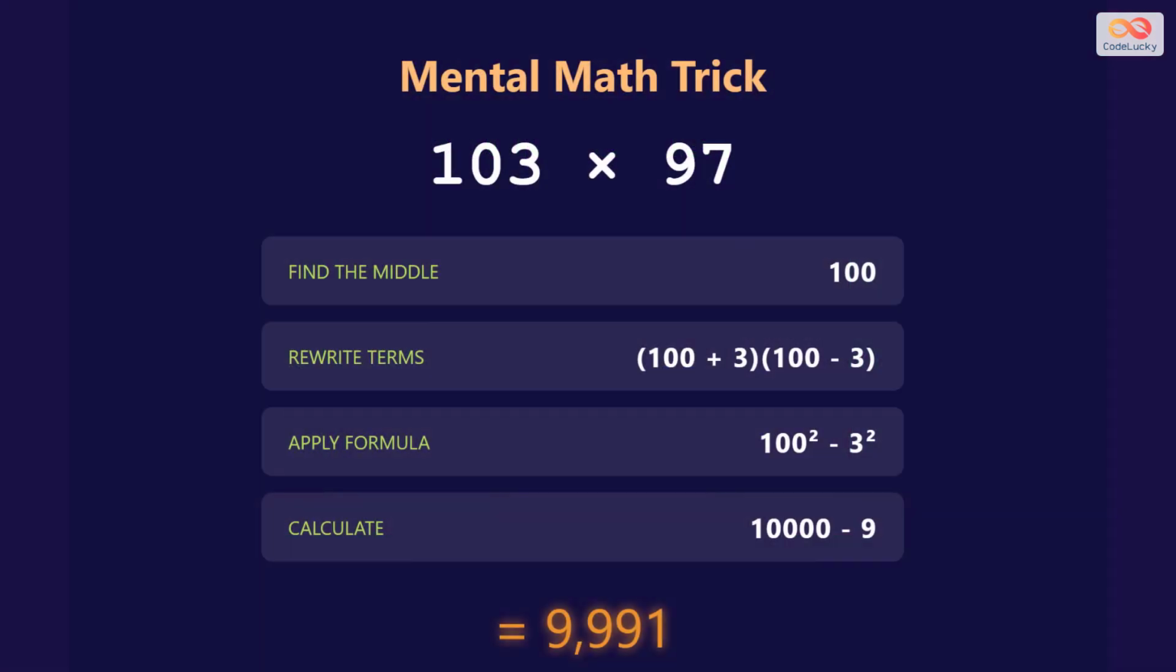You can even use this for mental math. Suppose you need to multiply 103 by 97. Notice that 103 is 100 plus 3, and 97 is 100 minus 3. Apply the formula. 100 squared is 10,000, and 3 squared is 9. 10,000 minus 9 gives you 9,991. No calculator needed.